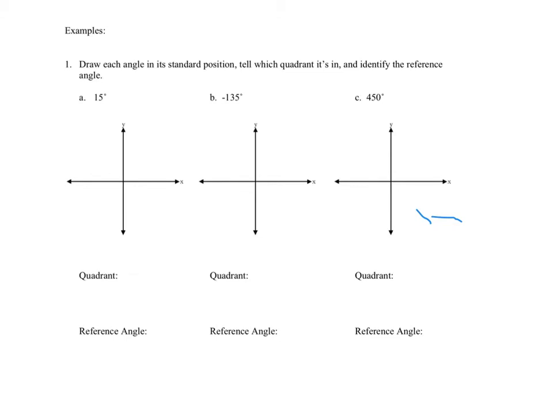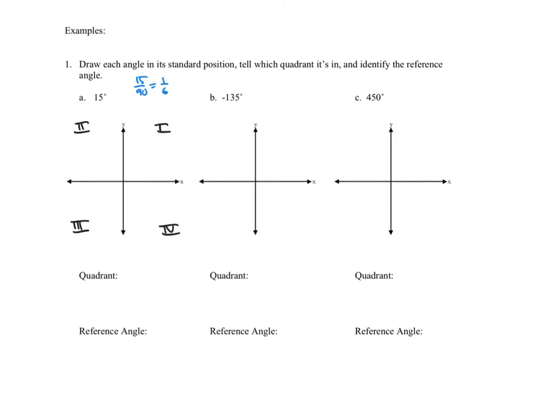Here are a few examples of drawing an angle in its standard position and giving its reference angle and quadrant. So remember, the quadrants are 1, 2, 3, and 4 in the counterclockwise direction. And if you're drawing a 15-degree angle, remember that a 90-degree angle would be the angle between the x-axis and y-axis in the first quadrant. 15 out of 90 is 1/6.